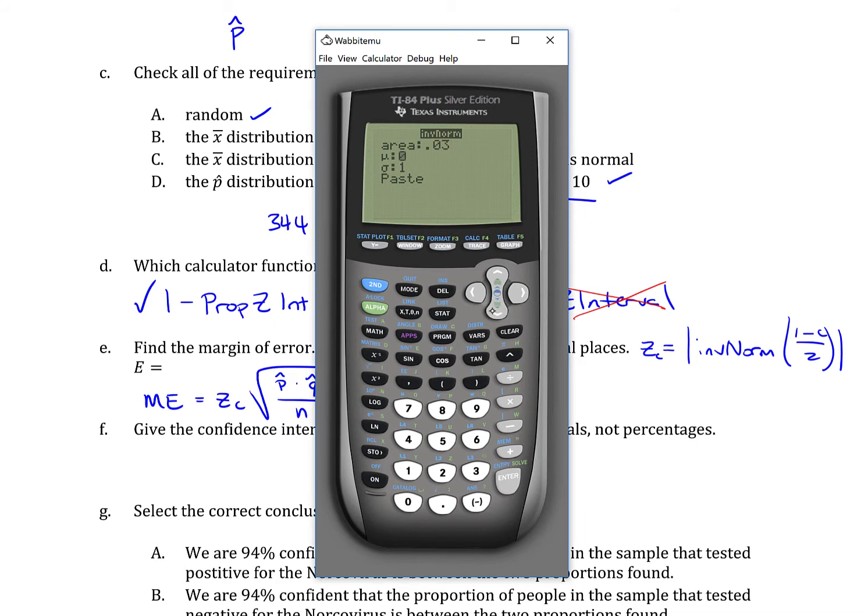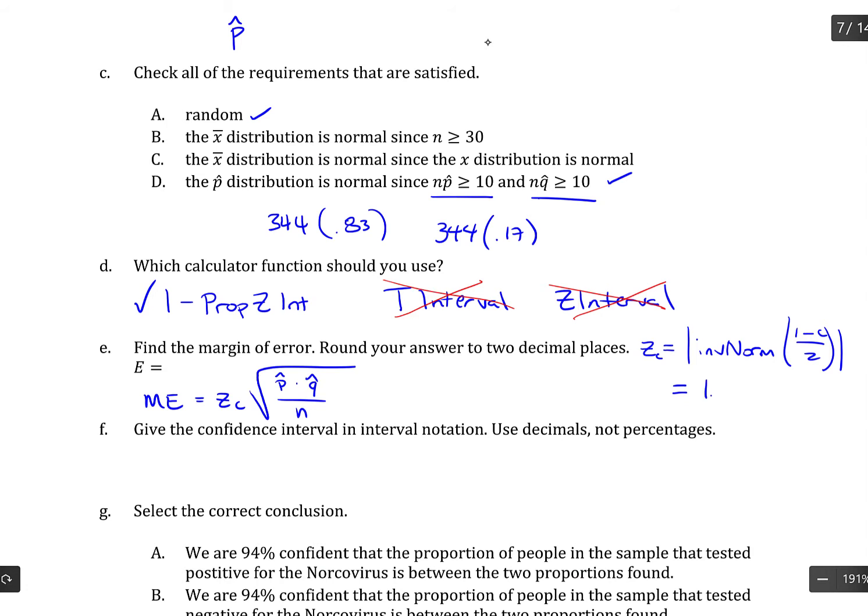And I'm using a standard normal distribution, so leave the mean and sigma as 0 and 1. If you're not seeing this menu here, that's fine. Then just type in 0.03 as the input to inverse norm. You'll get the same result in the end. We do need to take the absolute value, and we've got 1.88. So this is 1.88 times the square root p hat.